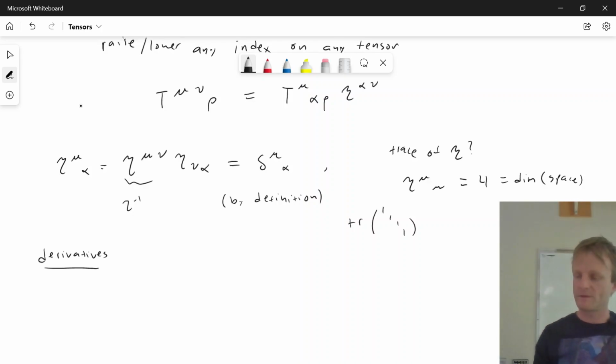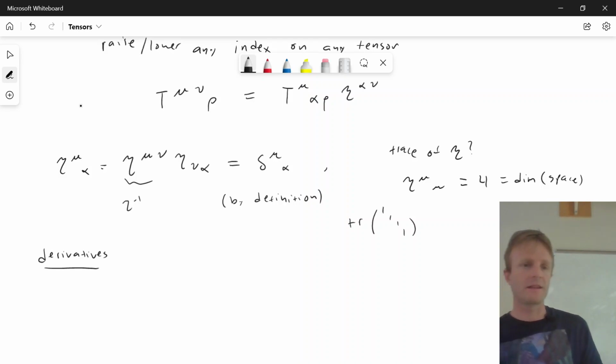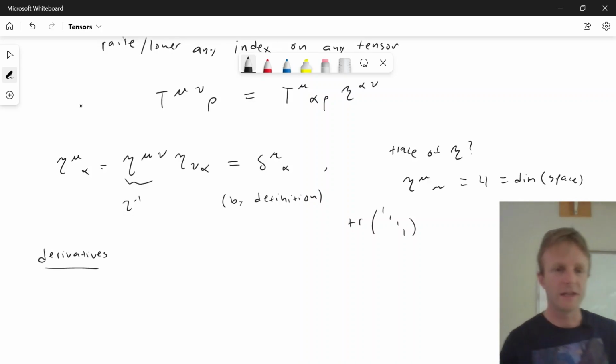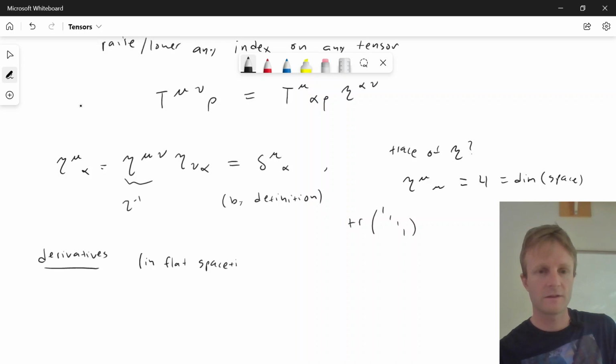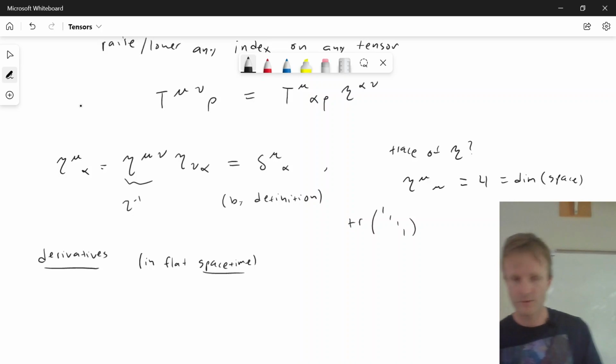So derivatives emphatically cannot be taken of tensors in the way you think when we're in curved space. We'll get to that. But in flat spaces, so in a flat plane or in flat space-time, as we've discussed, then taking a derivative does give you a tensor.